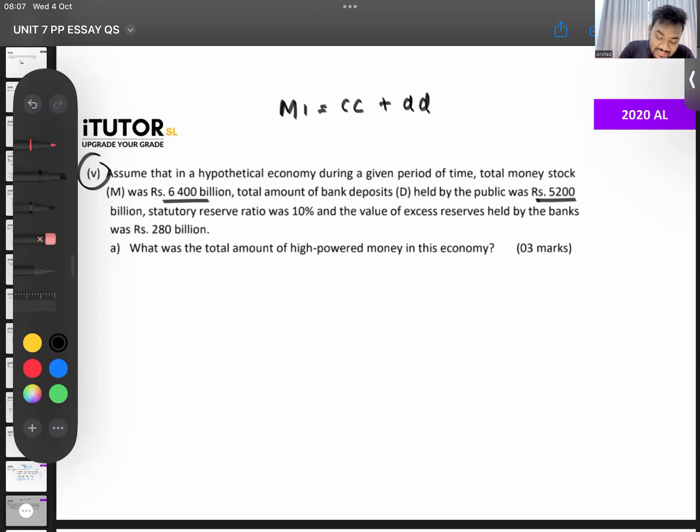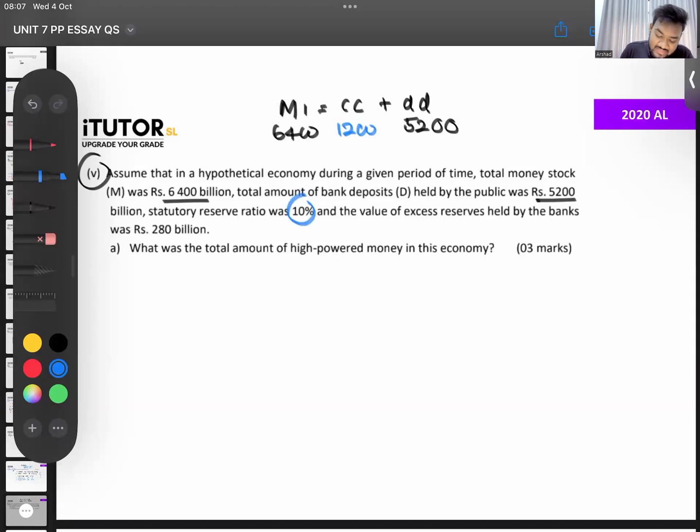So money supply, they said, is 6,400. Now this one they are saying is 5,200. So you need to know, okay, right? That means I can find currency held by public, which is how much? 1,200. Okay. SRR is 10%.